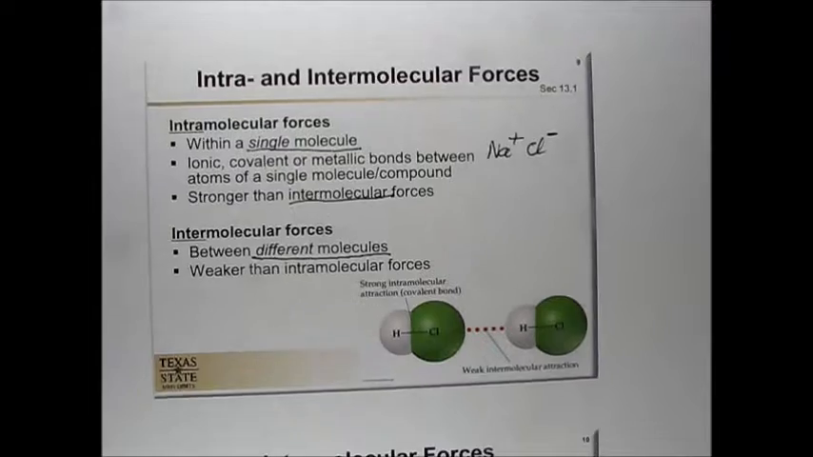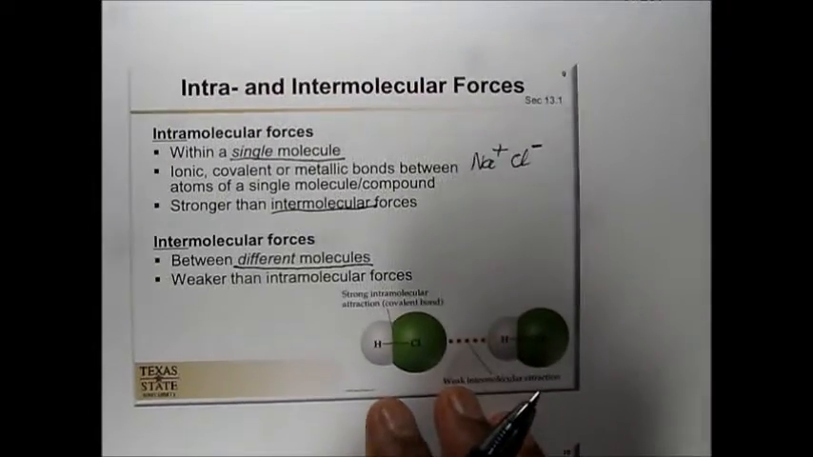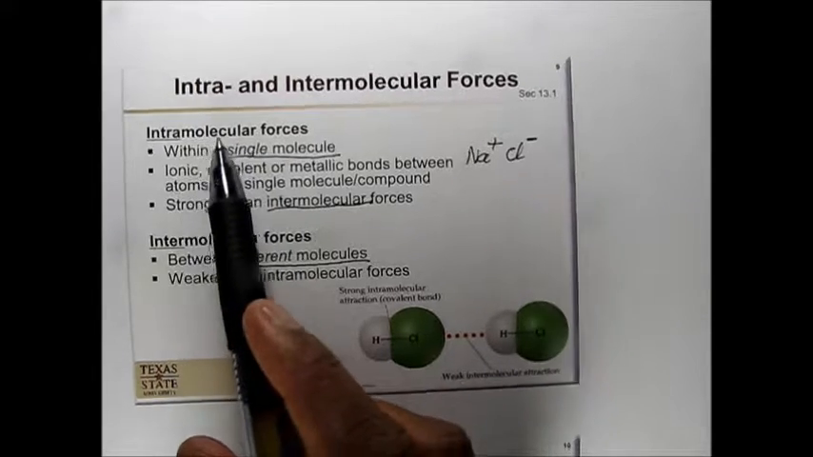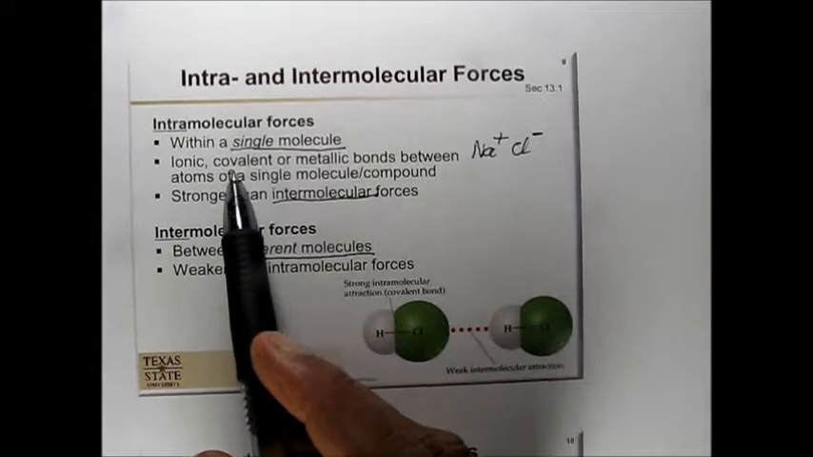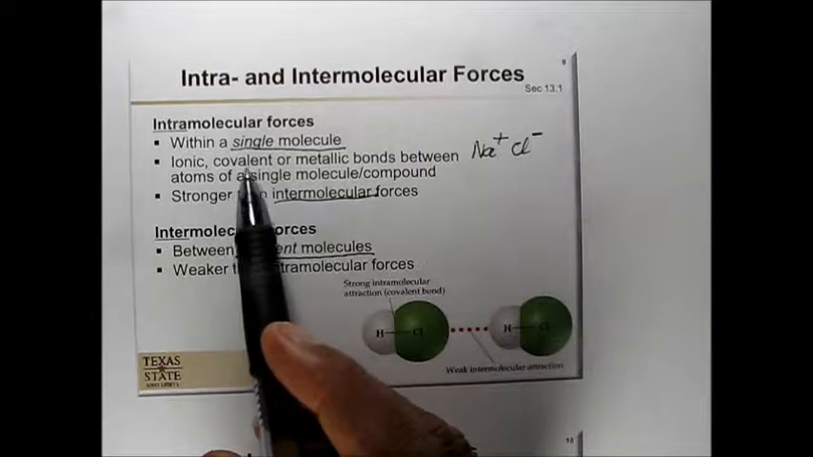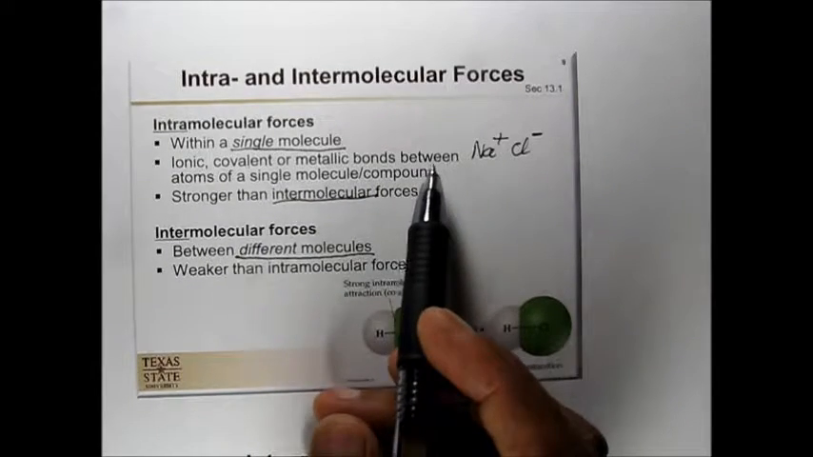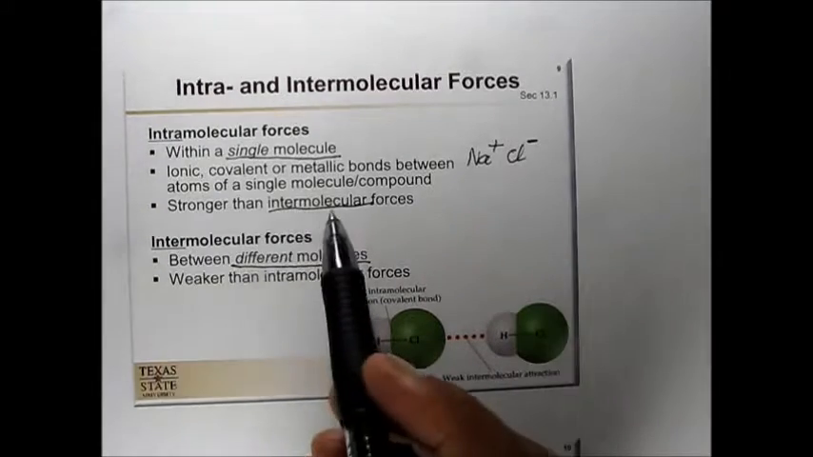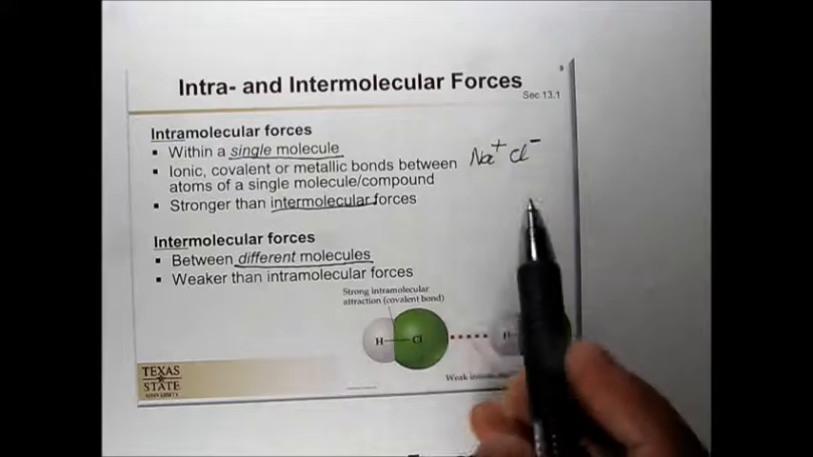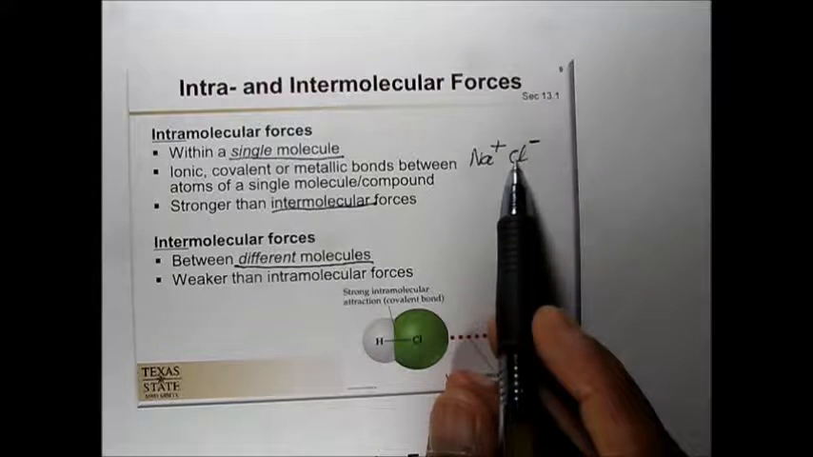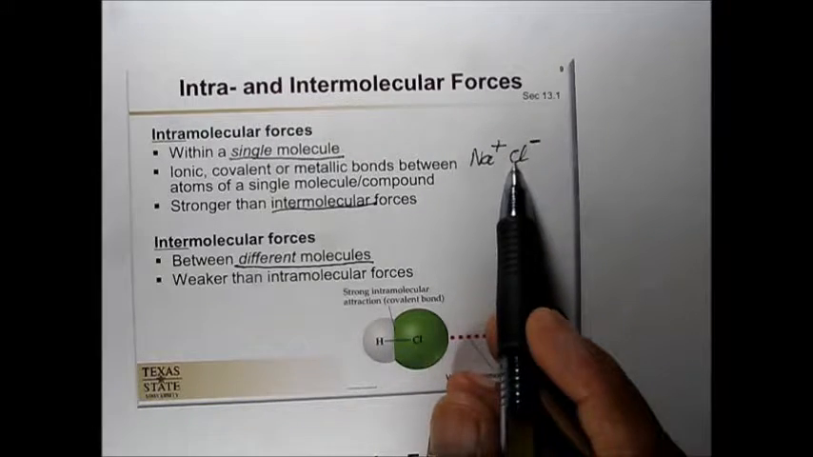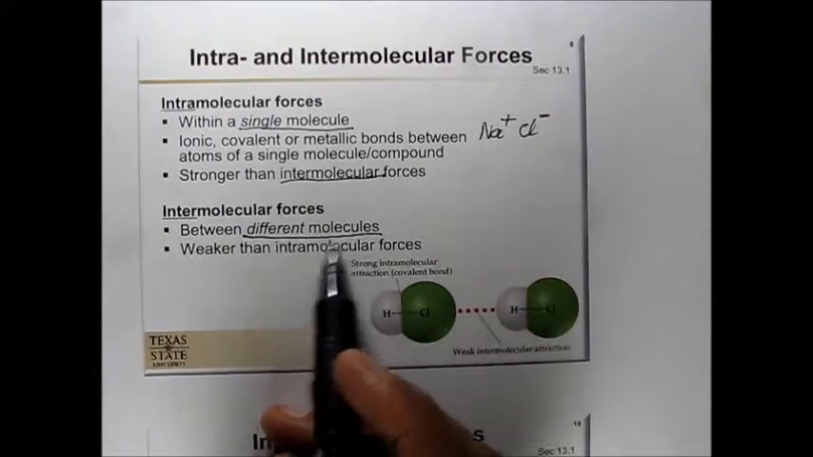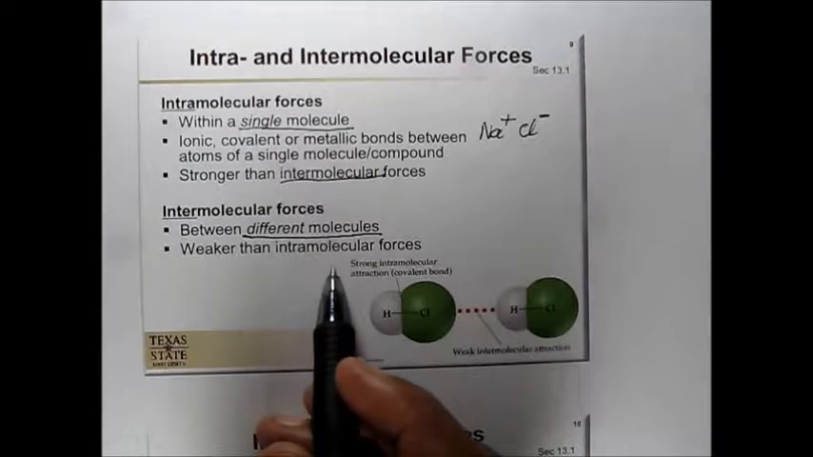There are two types of forces, called intramolecular forces and intermolecular forces. Intramolecular forces are within a single molecule, for example ionic bonds, covalent bonds or metallic bonds. These are examples of intramolecular forces, and they are much stronger than intermolecular forces. For example, sodium ion and chloride ion are held together by intramolecular forces. Intermolecular forces are between two different molecules. They are weaker than intramolecular forces.